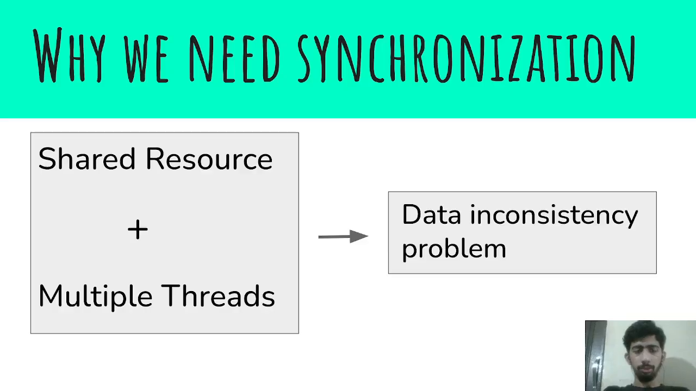So number one, synchronization: whenever we have these two things. Number one, a shared resource, for example an object or some other type of data, and then there are multiple threads which are working on this shared resource. Then we have a data consistency problem.